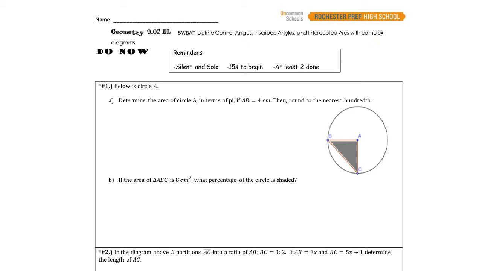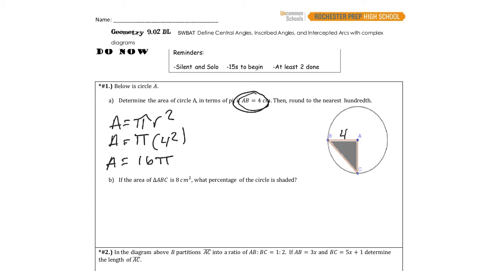Determine the area of circle A in terms of pi if AB equals 4. So AB is 4. That is the radius. So the area of the circle is pi r squared. The radius is 4, so 4 squared is 16 times pi. Now, some people on the multiple choice exit ticket yesterday chose 16. 16 is not the answer.